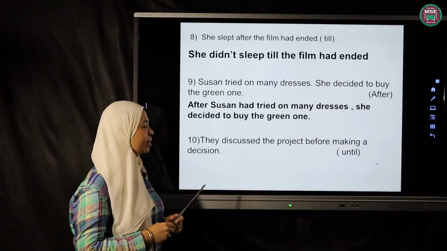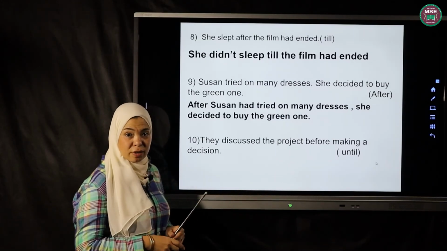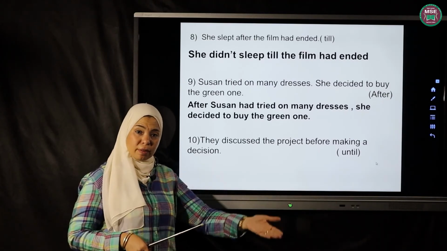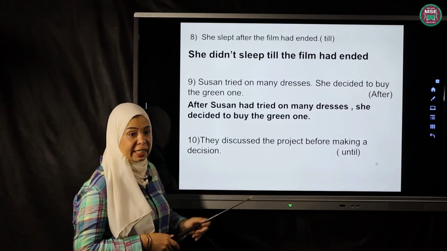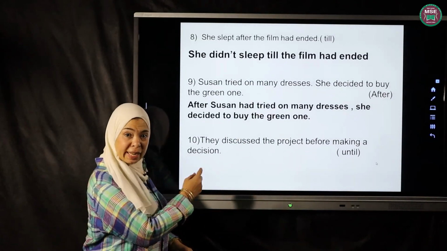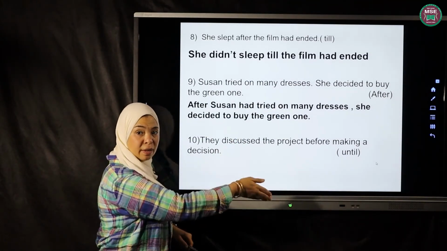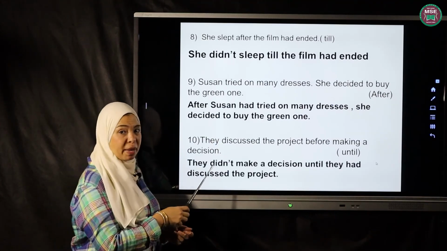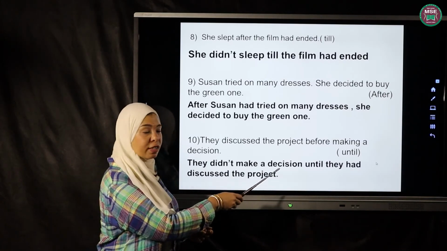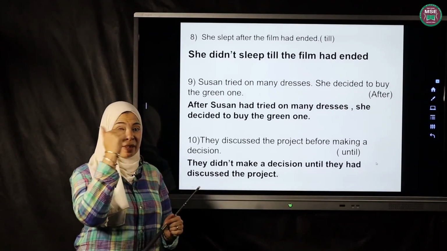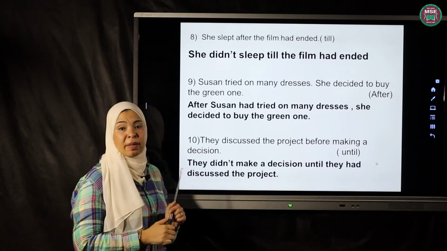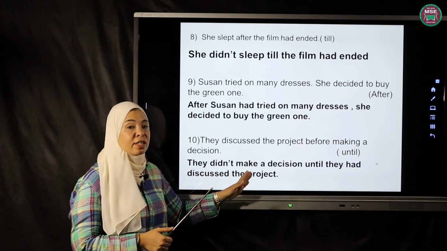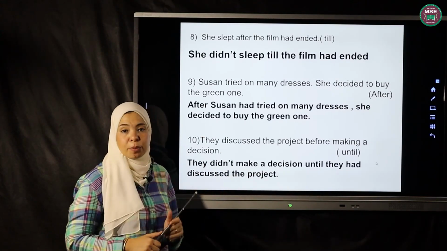Okay, number 10, they discussed the project before making a decision. Okay, before making a decision, we discussed first the project, then we make the decision. Rewrite using until. Until is the same as till. Negative in the past plus until, then the past perfect form. Okay, let's see. They didn't make a decision until what happened? Until they had discussed the project. They had discussed first, and then they make the decision. But because of until, I have to put negative form. They didn't make a decision until they had discussed the project.